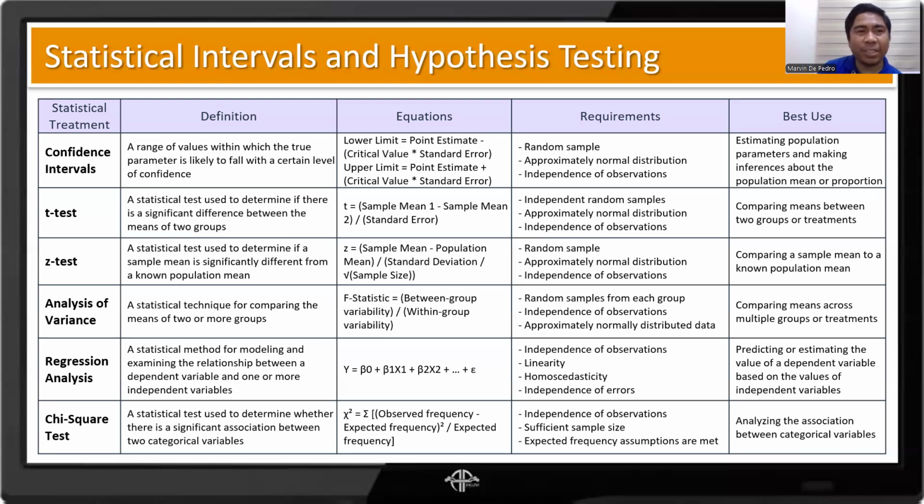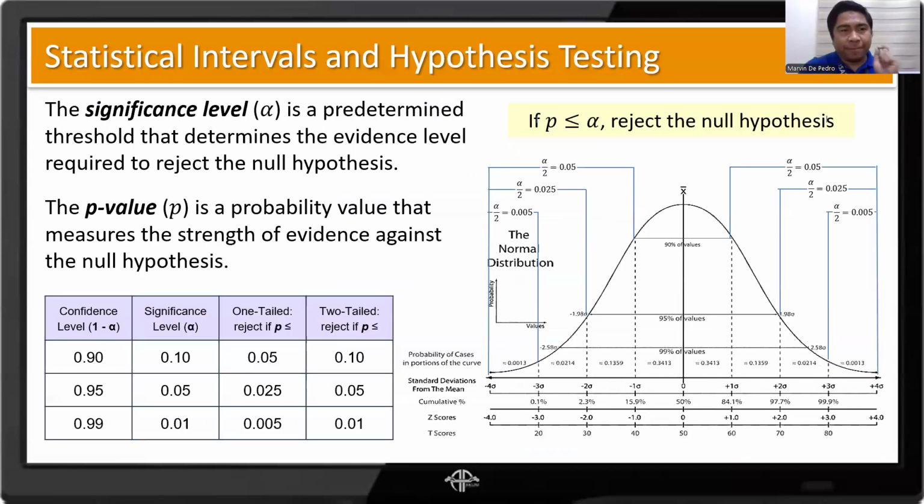Okay, so this is just a summary, a quick overview of what's next. You can take a screenshot if you want. Okay, so we'll take a closer look at the t-test and z-test, and then a brief look at ANOVA and chi-square. But first, you have to understand the terms significance level and p-value.